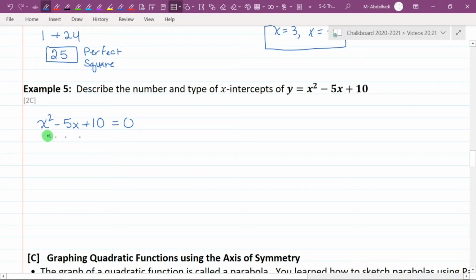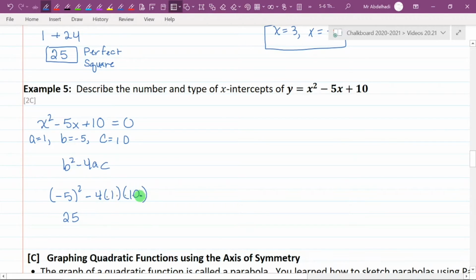Even though it looks really simple, like, hey, I should just try to go right to factoring, let's not do that. Let's check the discriminant. So a is 1, b is negative 5, and c is positive 10. What's my b squared minus 4ac? Well, it's negative 5 squared, that's the b squared, minus 4 times 1, which is a, times 10, which is c. Negative 5 squared is positive 25.